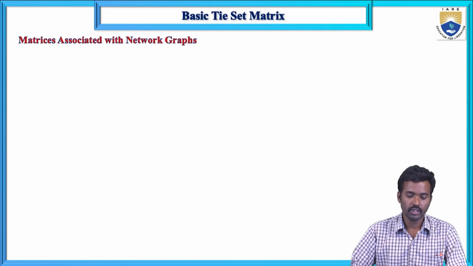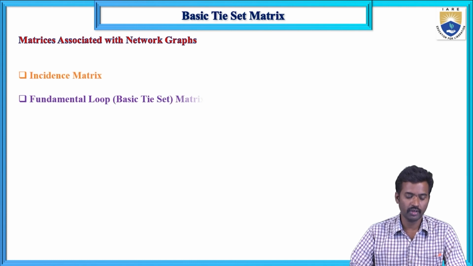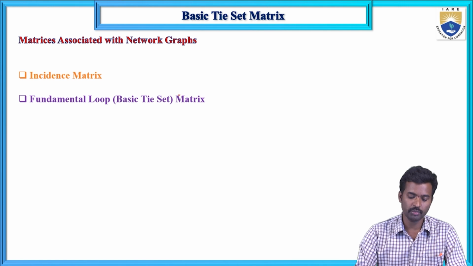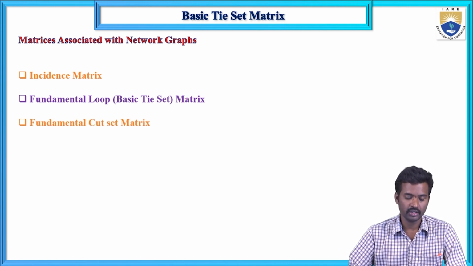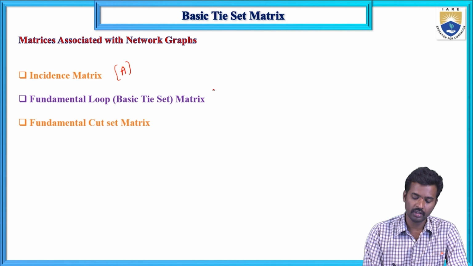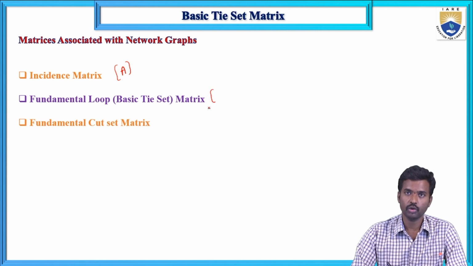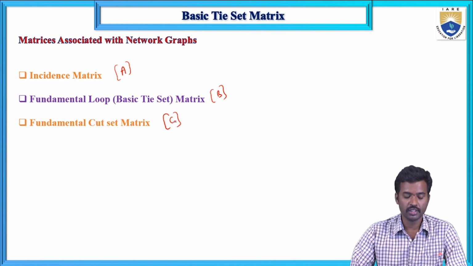So first, what are the matrices? In the last lecture, we discussed the incidence matrix, and in this lecture I will explain the fundamental loop matrix, that means the basic tie-set matrix, the loop matrix, and next the cut-set matrix. These are the three matrices. The incidence matrix is represented with capital A, the tie-set matrix, the loop matrix, is represented with capital B, and the cut-set matrix is represented with capital C.